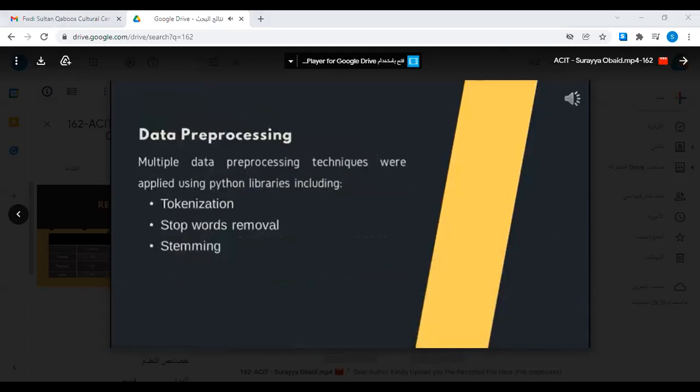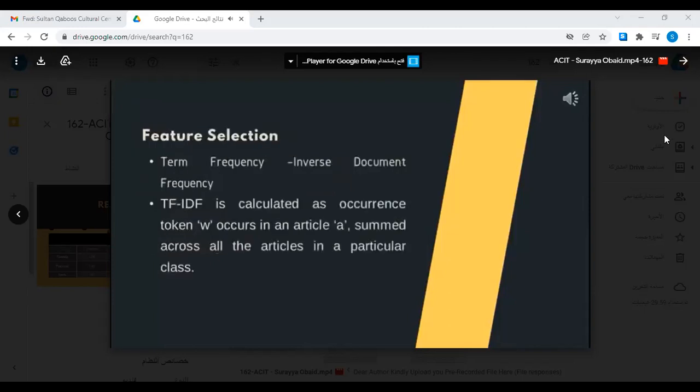In the second step, data preprocessing was done. A number of preprocessing techniques that are commonly used for natural language processing were applied with the help of a Python library. These techniques include tokenization, stopwords removal, and stemming.